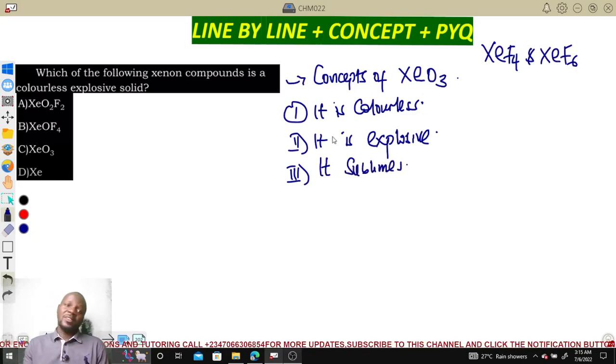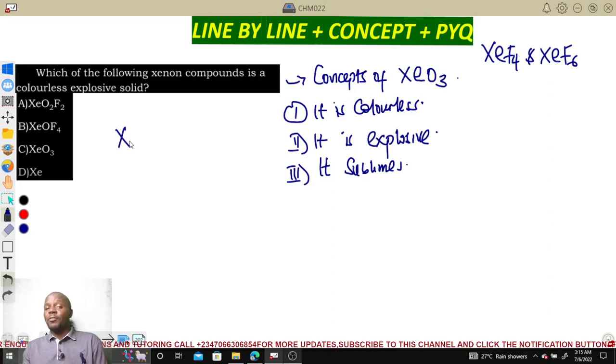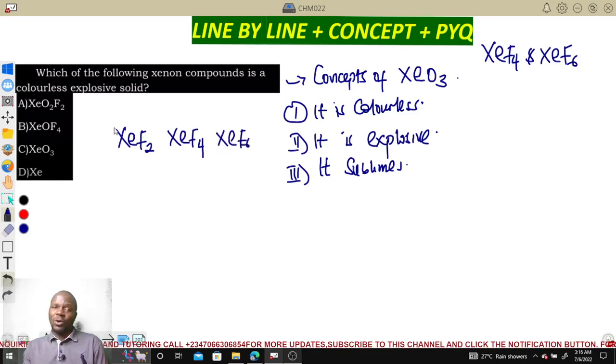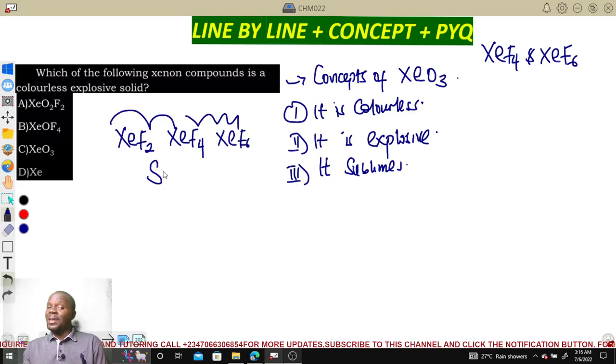So keep these 3 in mind. It's very important. So which of them is an explosive solid? Then again, all the 3 binary fluorides of xenon are solid: XeF2, XeF4, and XeF6. They occur in solid state. Please note them.